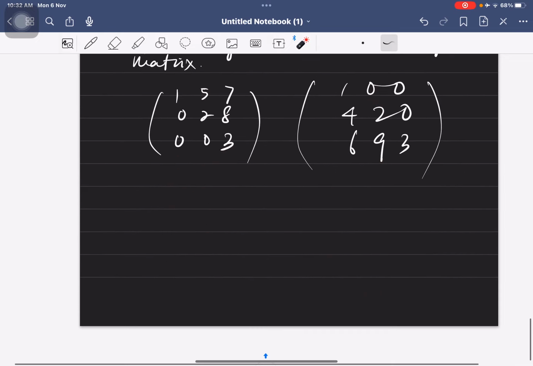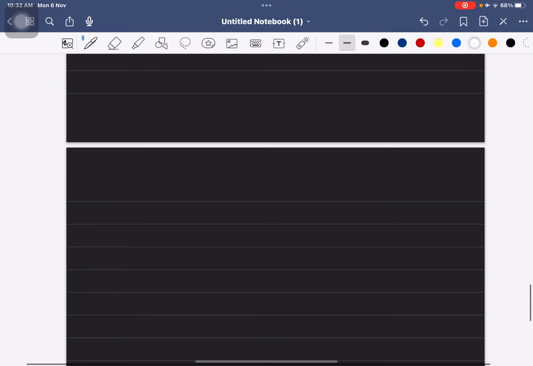Okay, and next one. Symmetric matrix. A symmetric matrix is symmetrical about the leading diagonal.